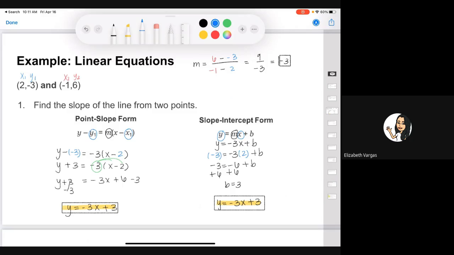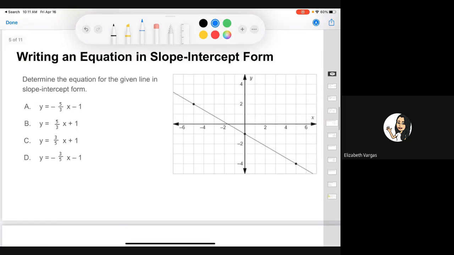Questions? No? Okay, so now we're going to actually get into, let's look at this example problem.